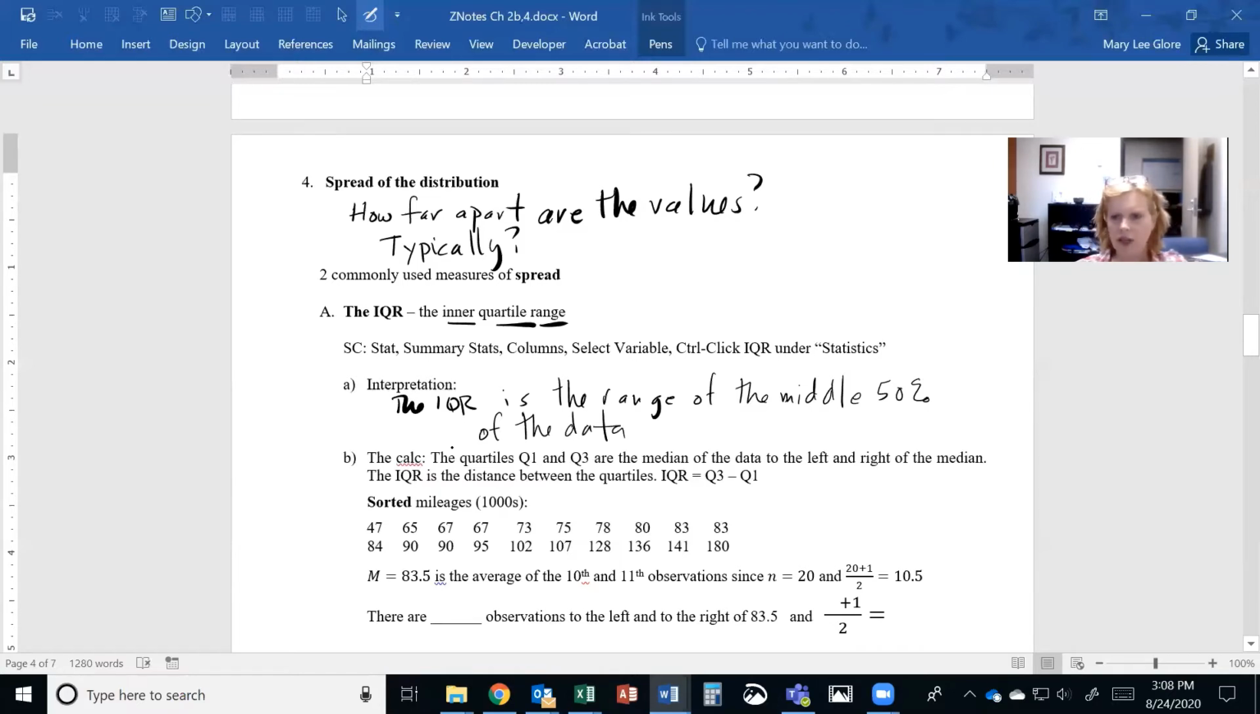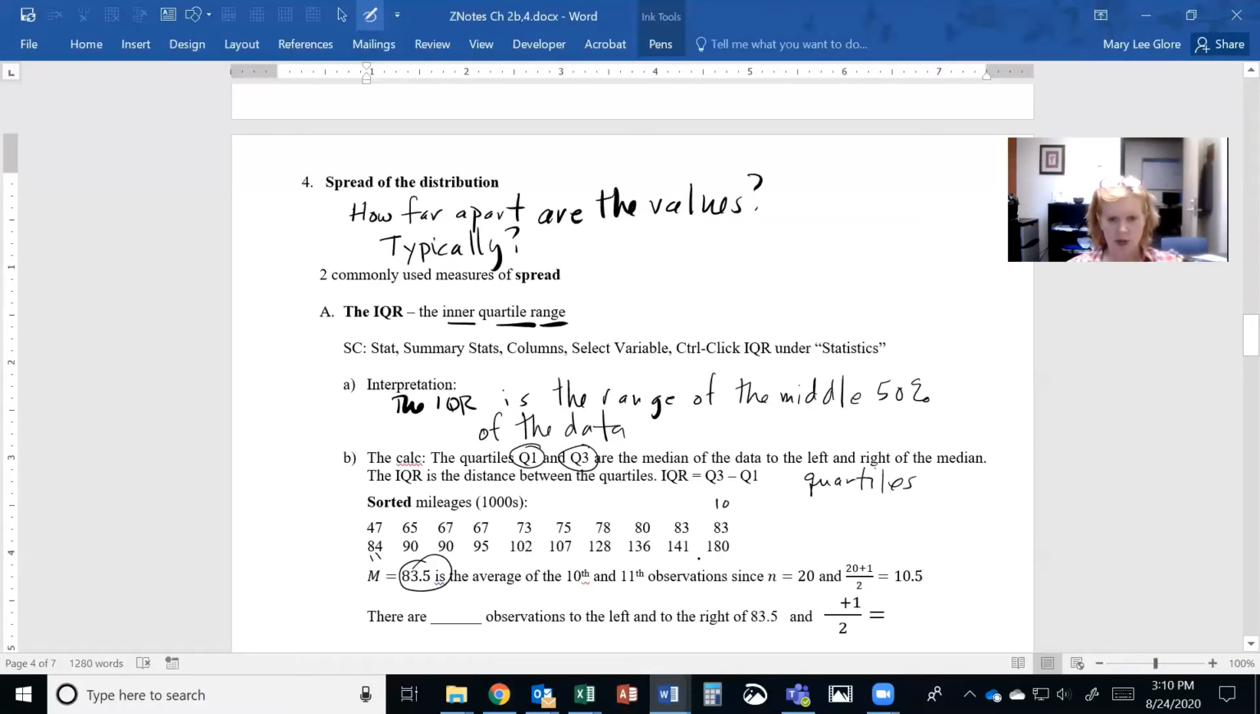All right, so how do we calculate that? With the median, the first quartile, and the third quartile, which have the symbols Q1 and Q3, those are the quartiles. They divide the data up into about a fourth of the counts. So, we figured out last time there were 20 values, and the median was between the 10th value and the 11th value. So it's halfway between there. So the median was 83.5.